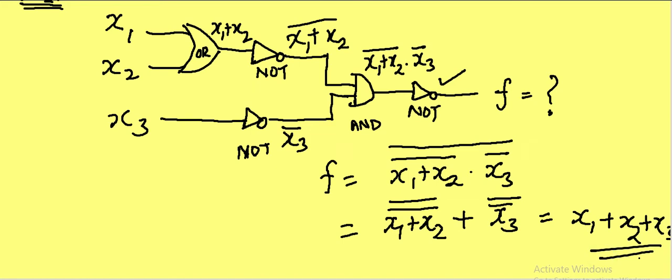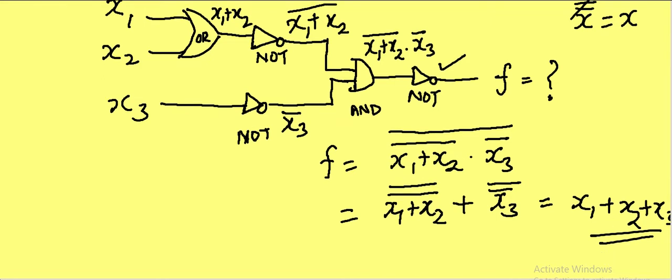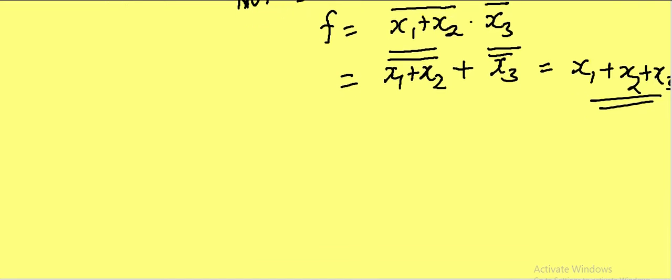So this is your answer. Because if I take the negation of x and then the negation of this, or the complement of x complement, it will be x, because these two will be discarded. So that's why I have written x plus x2. Okay, now another question. If you have any doubt, please let me know, right?